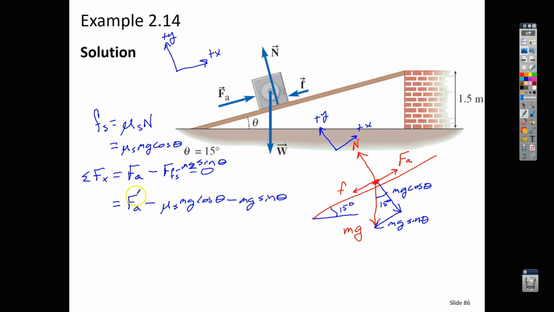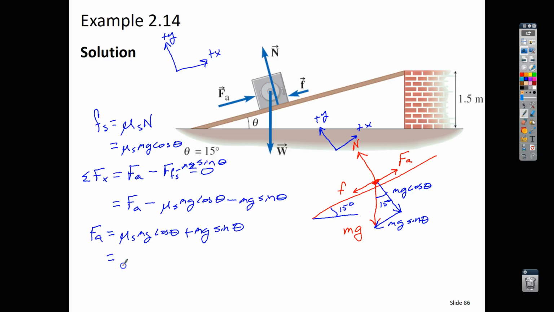So at this point we can just move the Fa to the other side. That makes everything negative, so we can get rid of all the negatives, and the applied force we're going to use to get this thing started is equal to mu s times mg times the cosine of the angle plus mg times the sine of the angle. This is positive because remember when we move this over, then everything became positive all the way across.